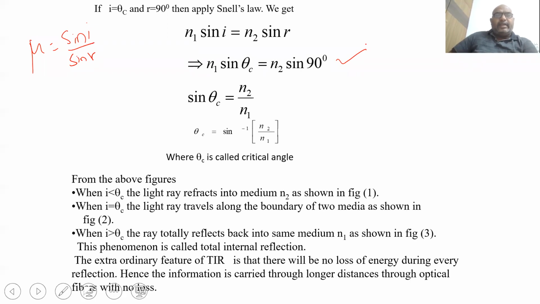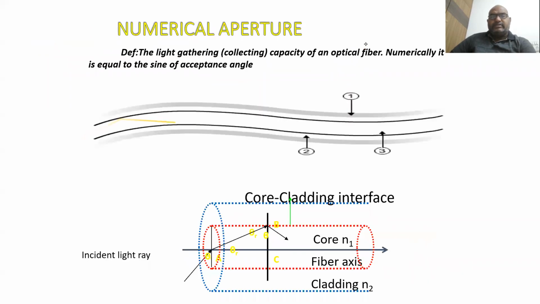And when i is greater than theta C, the light ray totally reflects back into the same medium N1. This phenomenon is called total internal reflection. An extraordinary feature of total internal reflection is that there will be no loss of energy during every reflection. Hence, the information is carried through longer distances through optical fiber with no losses.